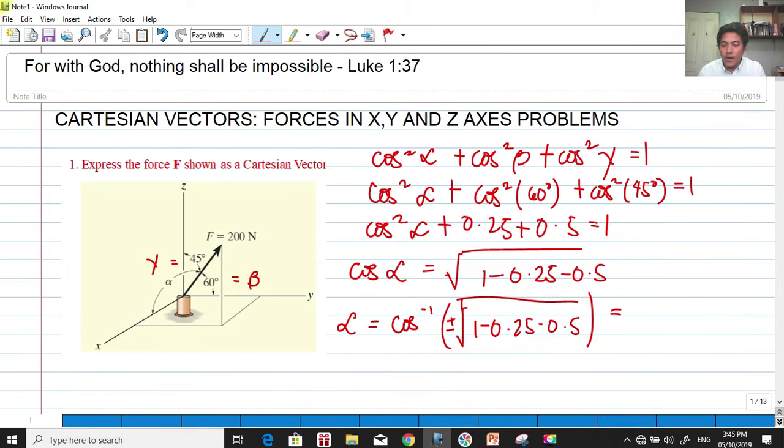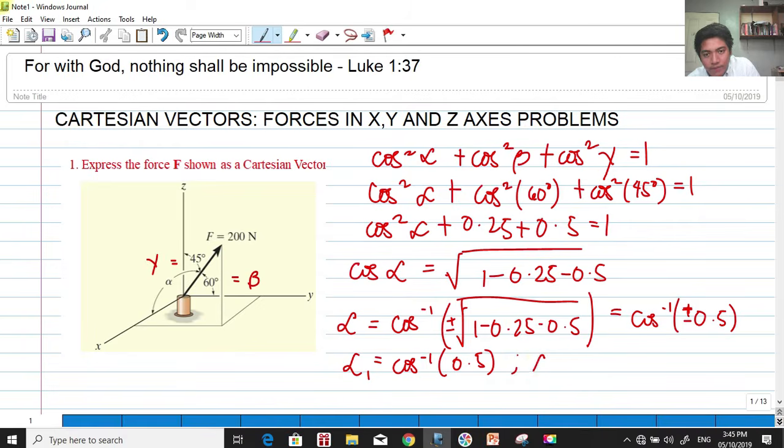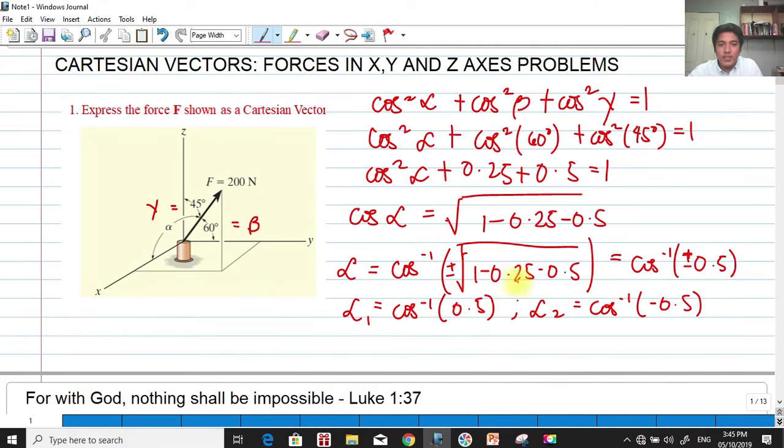So we have 1 minus 0.25 minus 0.5 would be the arc cosine of positive or negative 0.5. Again, we have positive and negative because we're evaluating the square root. So we have two alphas. We have arc cosine of positive 0.5, and the second alpha, which is arc cosine of negative 0.5. And this would give us different values.